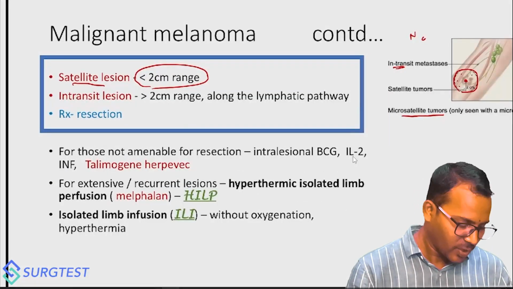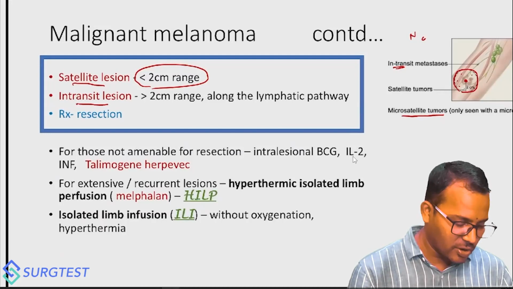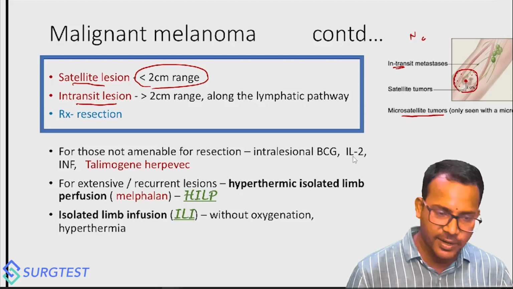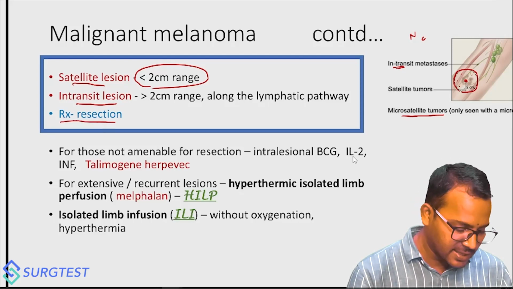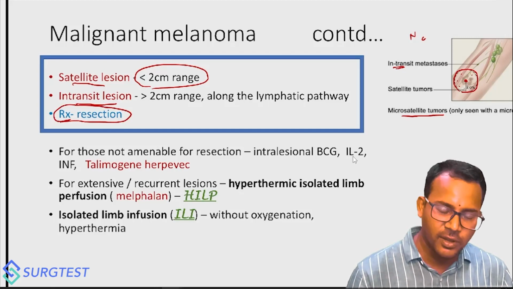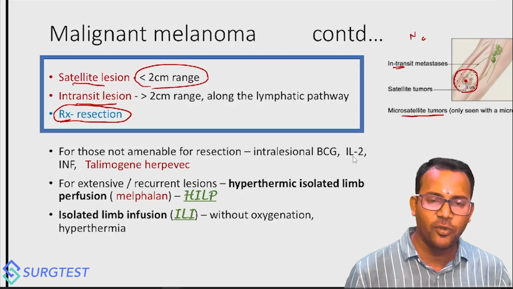Microscope. Okay. So what's the treatment if you have these satellite lesions or in-transit lesions? Basically, it makes them stage 3 disease, right? So the treatment is resection again. And if you have nodes with them, with the patient, you do a therapeutic lymph node dissection. If you don't have lymph nodes, then you have to go for a sentinel node biopsy again.